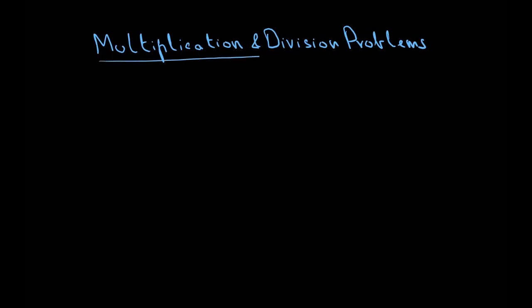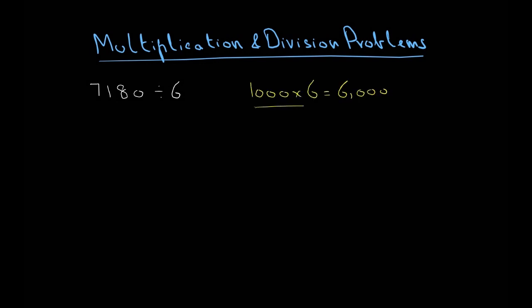So let's try to do some multiplication and division problems. But before we begin, let's try to do some simple estimates. Let's start out very simply. Let's say you want to estimate 7,180 divided by 6. What's the answer? Well, this still seems like a very crude estimate. So let's start thinking of it in slightly different ways.